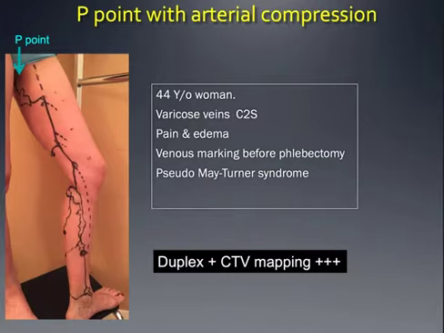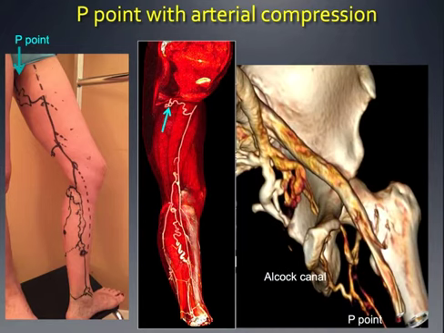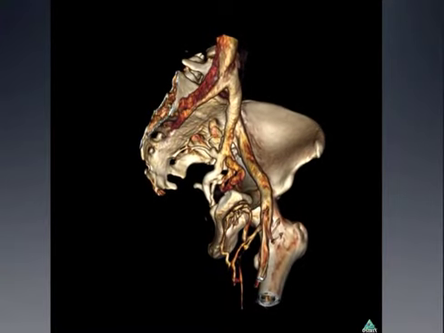And of course, it is interesting to have more information on this. You see here the 3D reconstruction with the same anatomy and the P point, which is a feeding point of the reflux. And here you can see, when we remove the muscle, the P point in the Alcock canal, and the animation here is showing more.